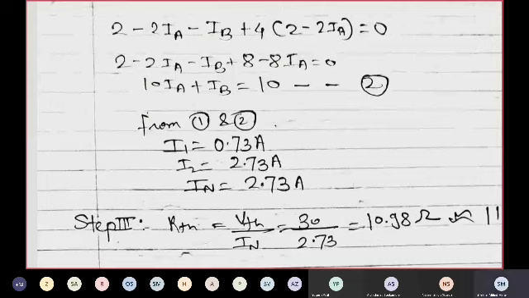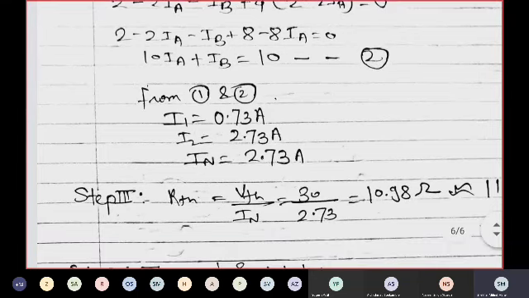Sorry, this is not I1, I2. This is IA and IB. IA is 0.73 ampere and IB is 2.73 ampere, and IB is your IN. So IN is equal to 2.73 ampere.